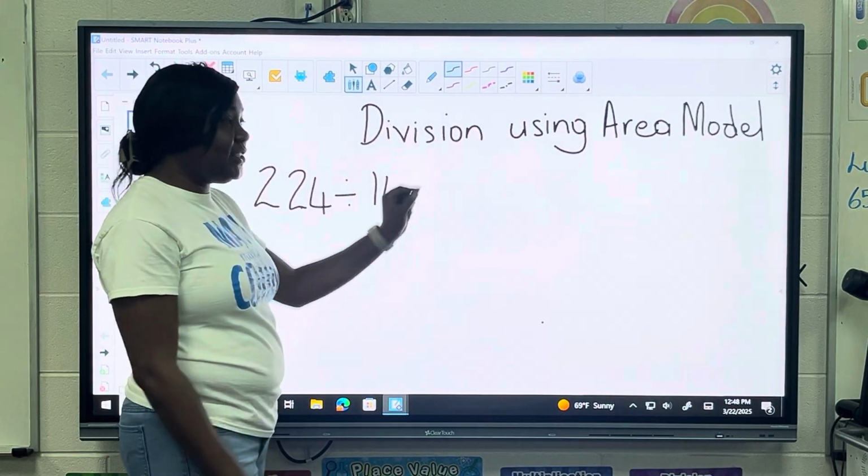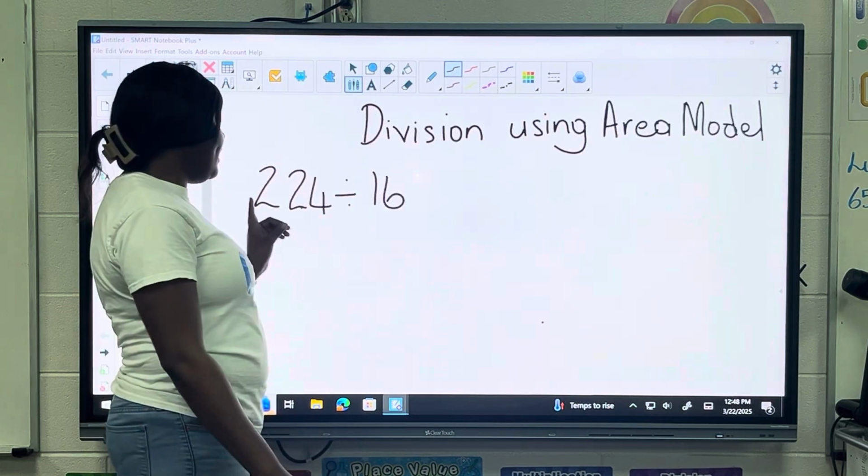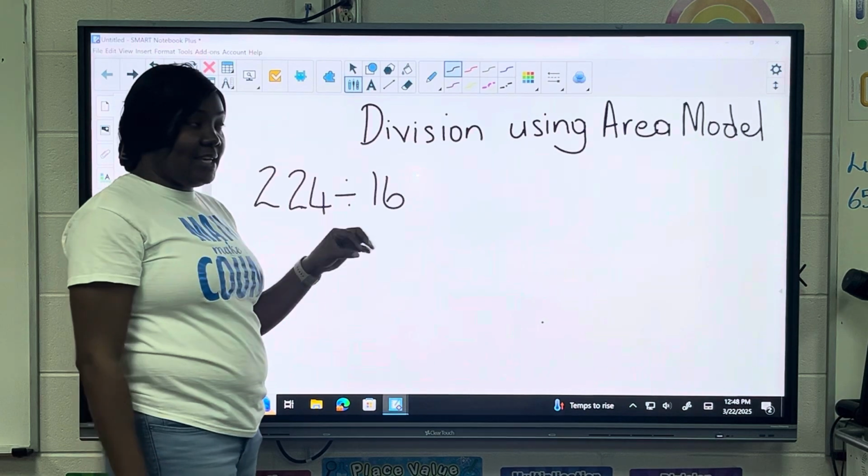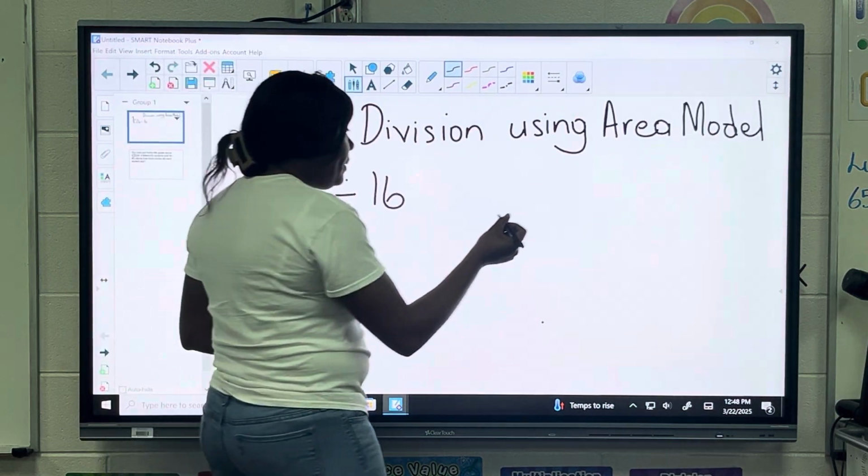Today we're looking at division using the area model. So we're going to divide 224 by 16. Let's go, boys and girls, let's do our table. So I'm going to draw my table.